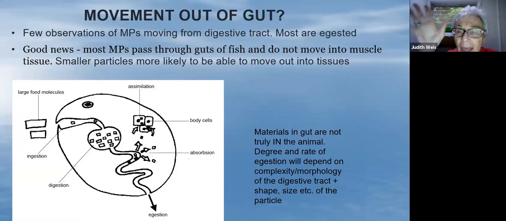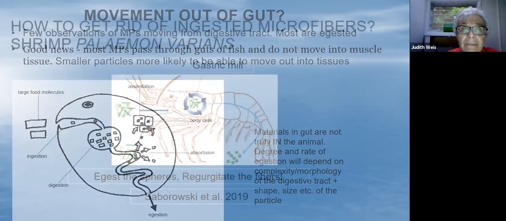So this is it. The degree and rate of egestion depends not only on the length and shape and so forth of the digestive tract, but also on what kind of microparticles, plastics you're talking about. It seems like most of them pass through the fish digestive system and do not move into the tissues, but some do, and they're likely to be the smaller particles that can get through the walls of the intestine and into the animal.